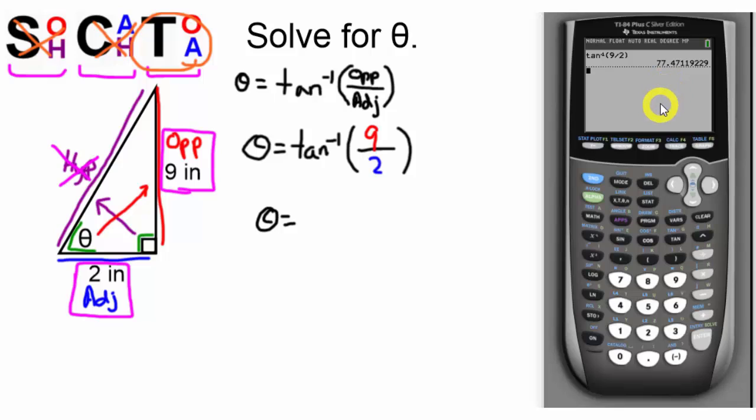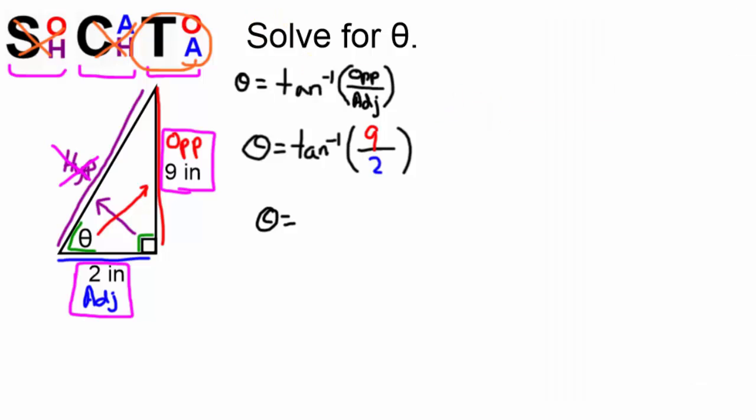In this case, theta is 77.47. We're going to round to the hundredth place here, 77.47. This measurement is the answer for theta, which means this corner of the triangle is 77.47 degrees. Remember, angles are measured in degrees, so that's our units. And that is our answer to this problem.